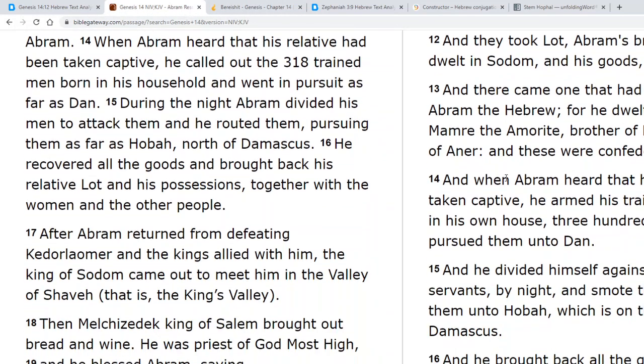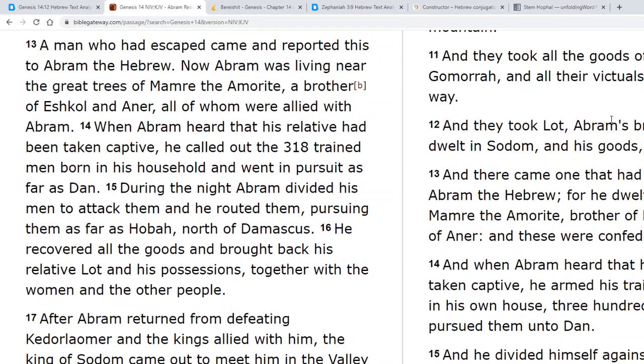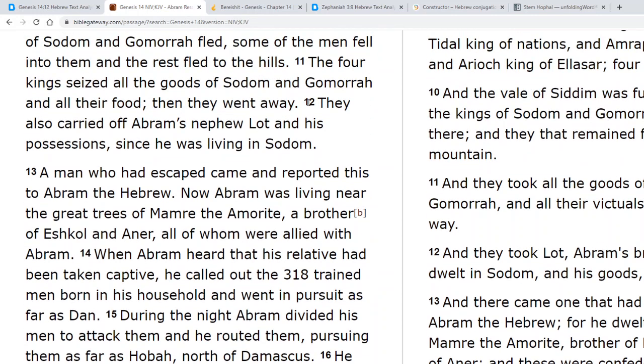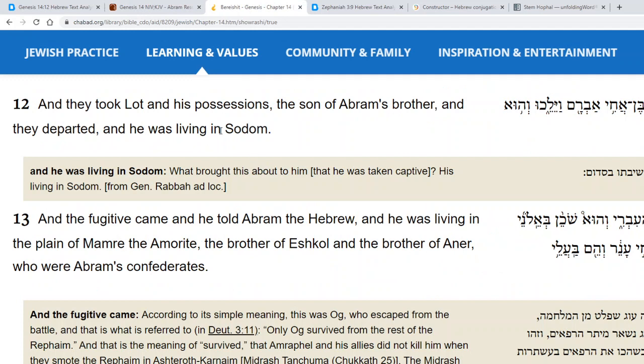Let's see what verse 12 says in the King James. And they took Lot, Abram's brother's son, who dwelt in Sodom, and his goods, and departed. Okay, yeah, I can see that. NIV. They also carried off Abram's nephew Lot and his possessions, since he was living in Sodom. Yeah, not what I would do. And they took Lot and his possessions, the son of Abram's brother, and they departed, and he was living in Sodom. Okay?